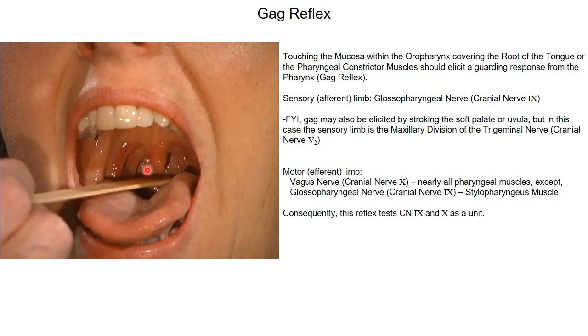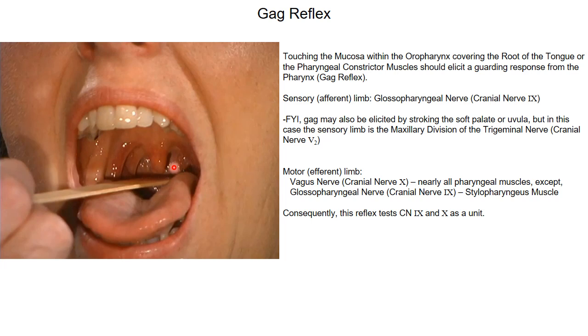So there's the mucosa lining the pharyngeal constrictor muscles. That's the back wall of the oropharynx. There's a uvula and soft palate there, and we can see anterior and posterior pillars and maybe a little bit of palatine tonsil right there. And so the gag reflex is an important reflex, and again, as always, we test reflexes to test the integrity of the nerves that form that reflex. So we always think about a sensory and a motor limb here, and so to induce a gag, you can either touch the back of the throat, which is mucosa covering the pharynx, or you can touch the root of the tongue. You can even touch the soft palate, although that's the most uncommon way of testing it.